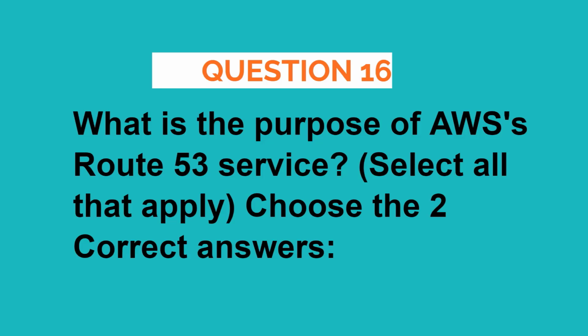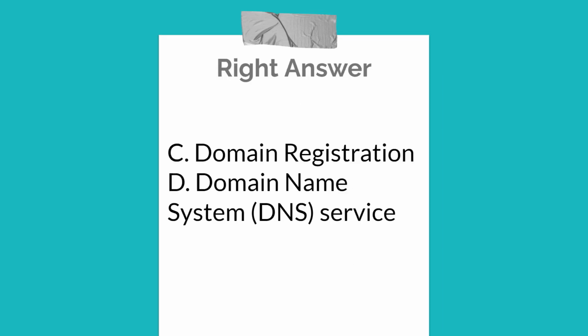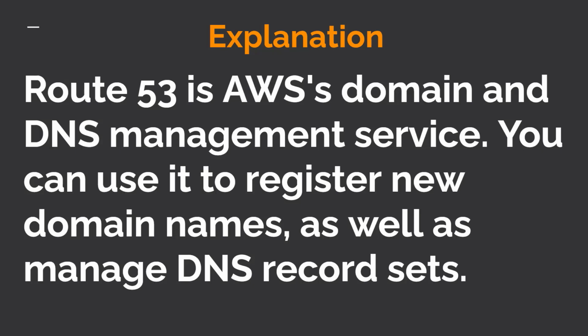Question 16. What is the purpose of AWS Route 53 service? Select all that apply. Choose the 2 correct answers. Option A. Content caching, B. Database management, C. Domain registration, D. Domain name system, DNS, service. Right answer is C. Domain registration, D. Domain name system, DNS, service. Explanation: Route 53 is AWS's domain and DNS management service. You can use it to register new domain names as well as manage DNS record sets.